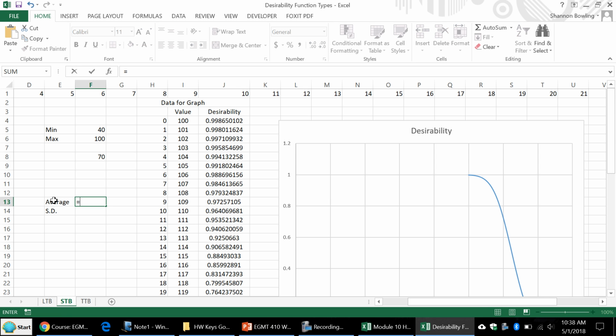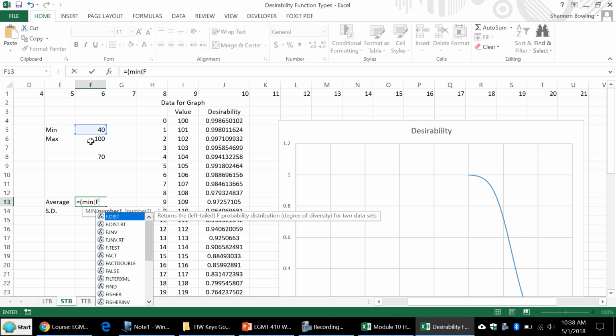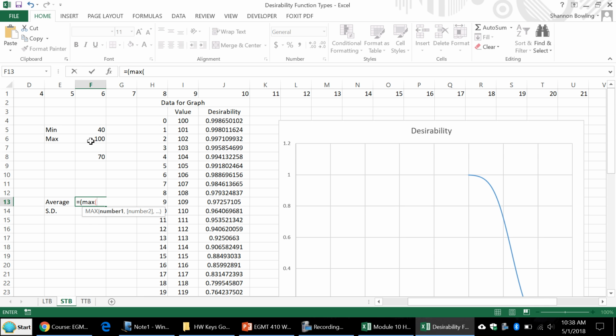The way I'm going to calculate the average is I'm going to say max of these two, I'm sorry, max of these two minus min of these two divided by 2. And that should be what, 70? Okay, what did I do wrong here? No, it's not difference, it's add. Right, there we go.